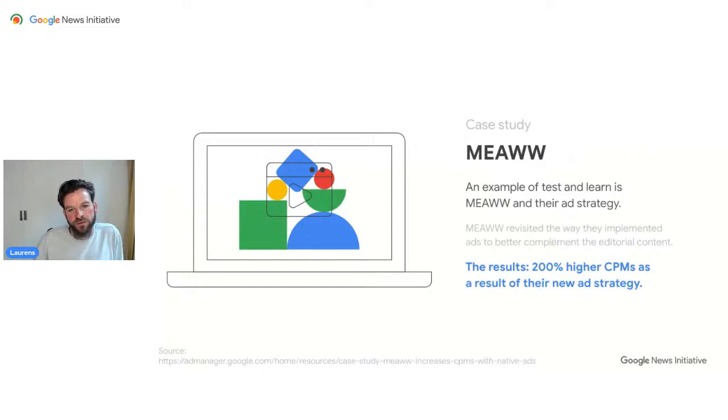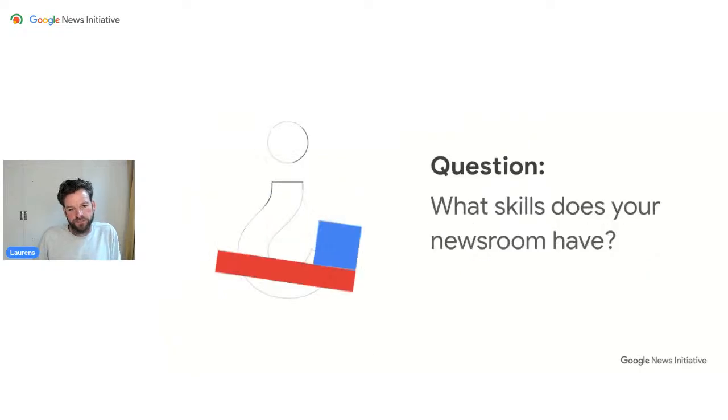Now there's this newsroom called, and you pronounce it as Meow, Media Entertainment Arts Worldwide. And it's a great example of test and learn, because what they did with regard to the ad strategy, they revisited the way it implemented ads to better complement the editorial content. So readers can still see that these native ads are exactly that, ads, but they look less ugly and more in keeping with the overall design and appearance of the publication as a whole. The results, they had 200% higher CPMs as a result of their new ad strategy.